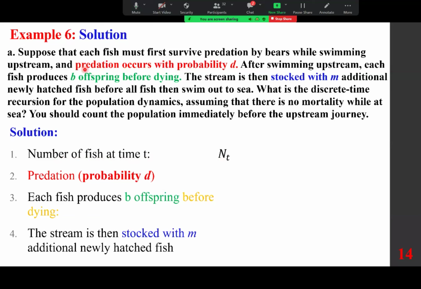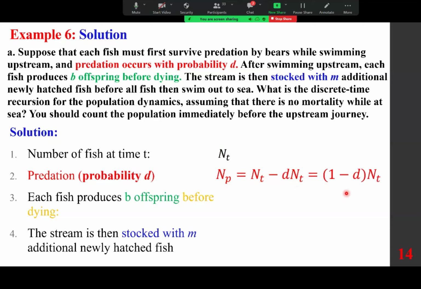So they swim upstream and predation happens. They are being taken by bears. And the predation has a percentage of D. That means 5%, 10%, 20%. So however this many is, times D will be subtracted from it. So in other words, N sub P, I'm going to call it, after predation, is the original size minus D times N sub T, which is 1 minus D times N sub T.